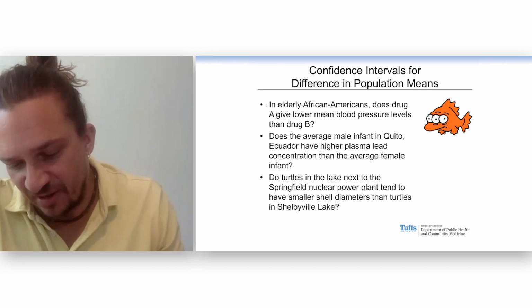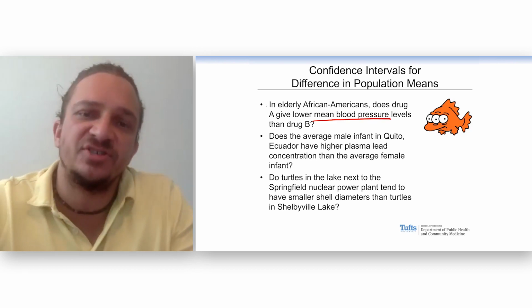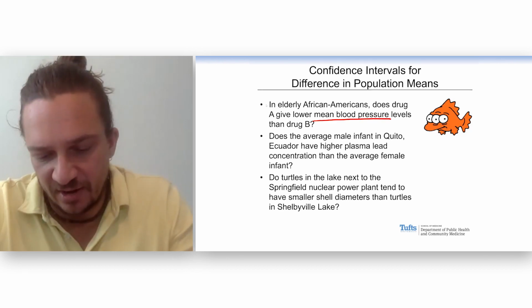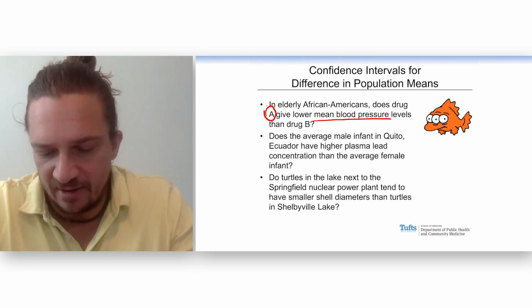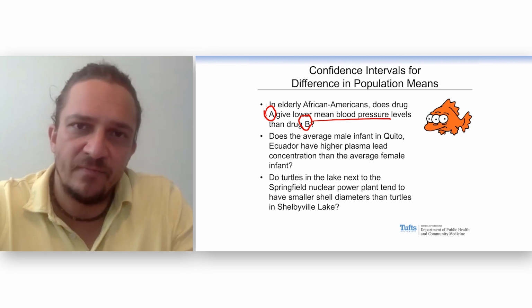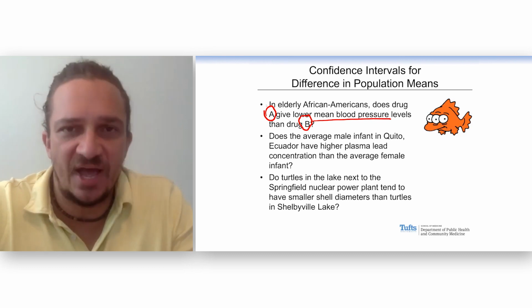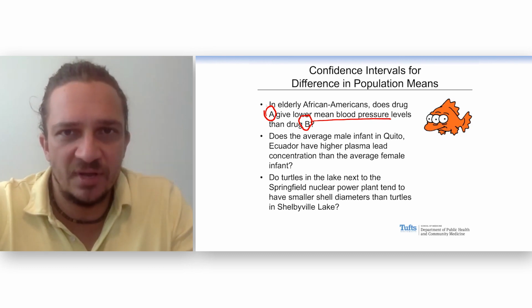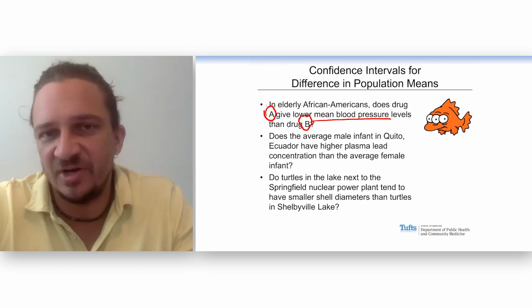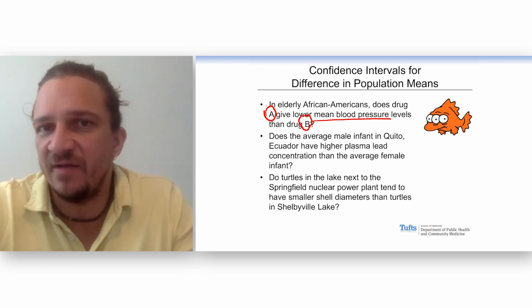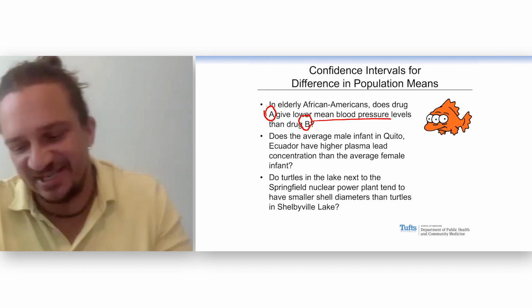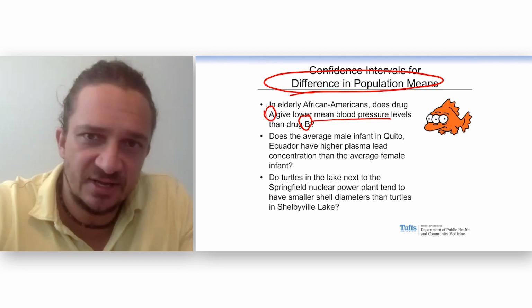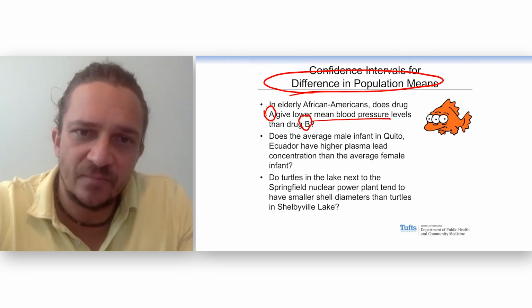Imagine we want to measure the mean blood pressure between one group, drug A, and another group, drug B. How would you do that? Take a bunch of people, give them drug A, take a bunch of people, give them drug B, calculate the means, and then look at the difference between those two means. The statistic is the difference between those two means.